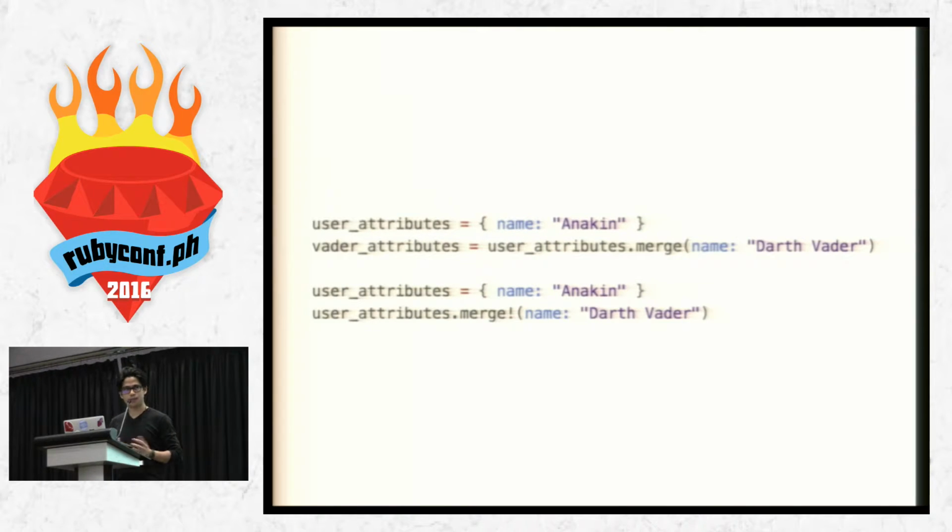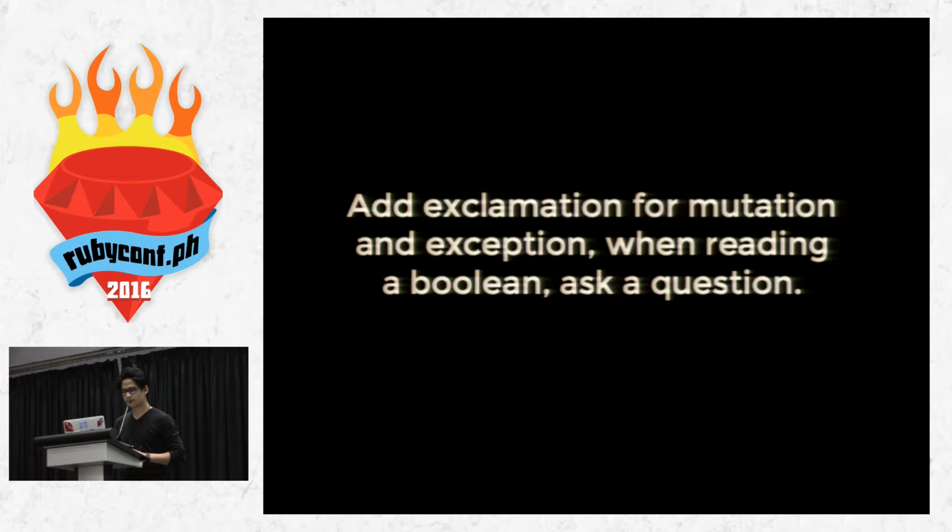Here's an example in the Ruby language itself. You might notice that we have two kinds of merge. One's without a bang and one with a bang. In the first one, we have user attributes and we assign name to Anakin. Then when we do user merge without a bang, user attributes is still Anakin. It will just return an object which you can assign to a new variable. But if you do merge with a bang, user attributes will change from Anakin and become Darth Vader. So, mutation over here. Add exclamation for mutation and exception. When reading a Boolean, ask a question.